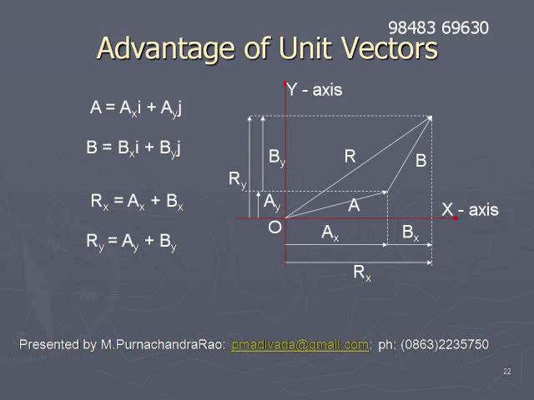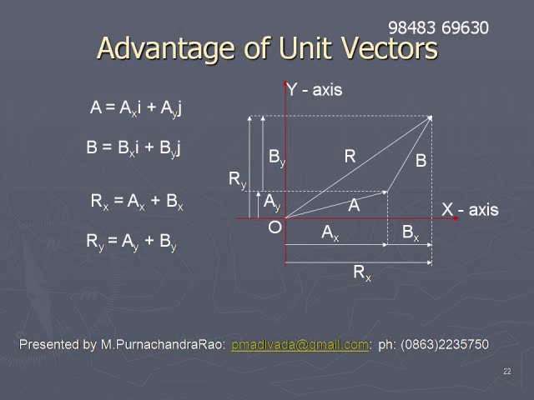Advantage of unit vectors. I will explain this. First, let us try to understand the figure. Here, I have taken two vectors a bar and b bar. I have constructed a bar plus b bar. A is represented from the origin and b is constructed at the head of a bar, and the vector with the tail of a bar and head of b bar gives the resultant vector, that is represented by r bar. R bar is the resultant of a bar and b bar.